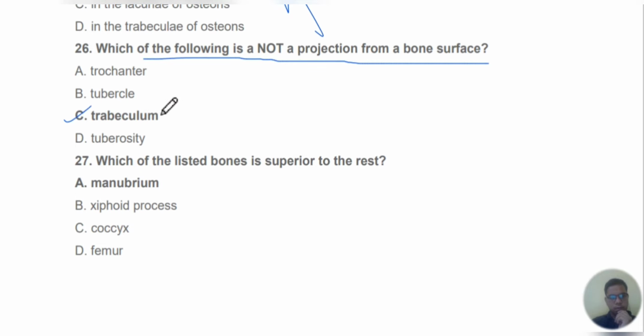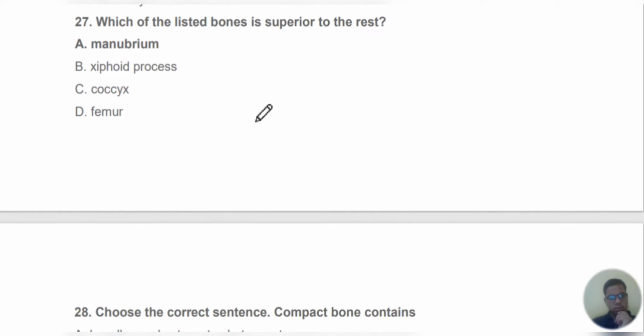The answer is C, trabeculum. Next is 27th question number. Which of the listed bones is superior to the rest? The answer is A, manubrium.